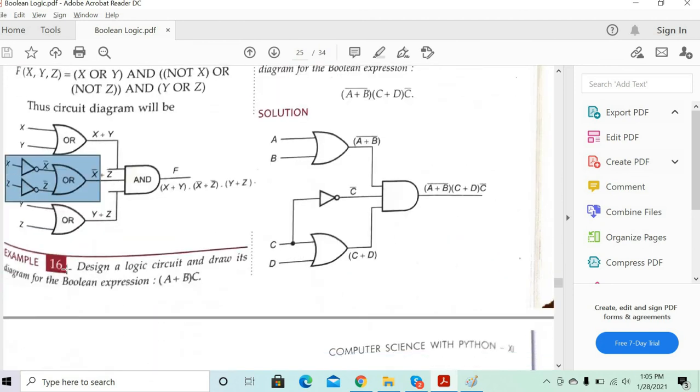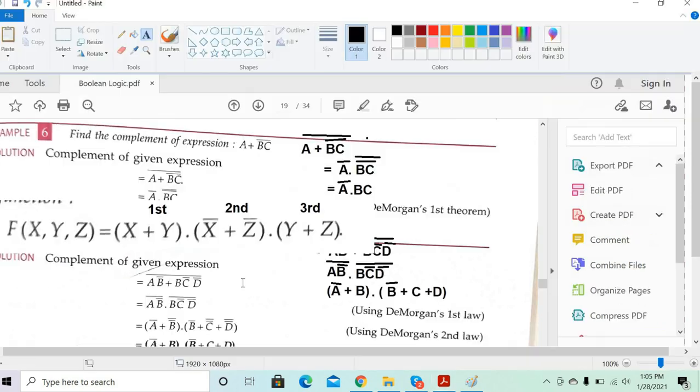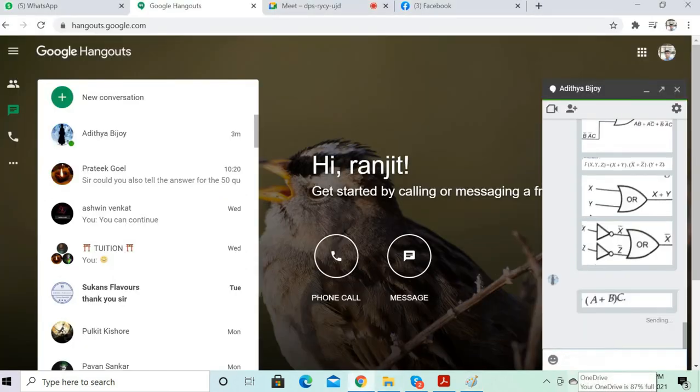Now you try the 16th question, example 16. The Boolean expression is given as A plus B dot C. So how will you draw the logic gates for this? Term by term.